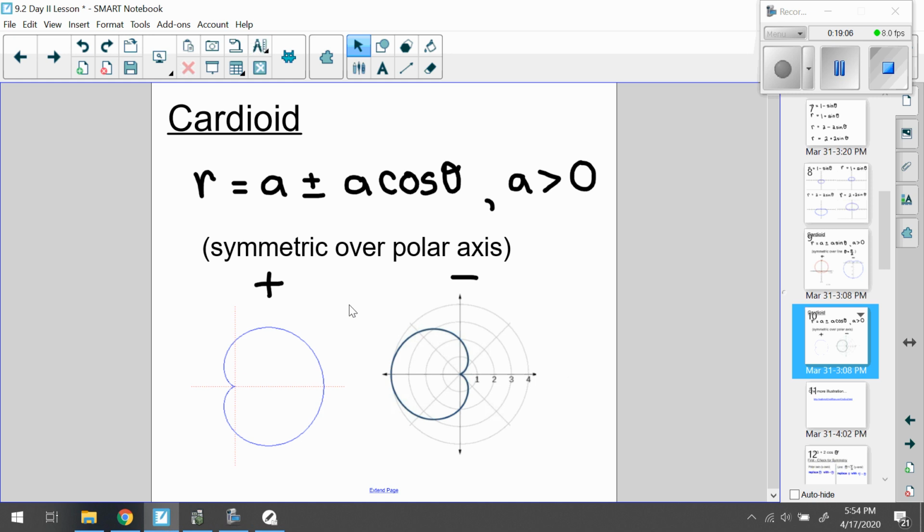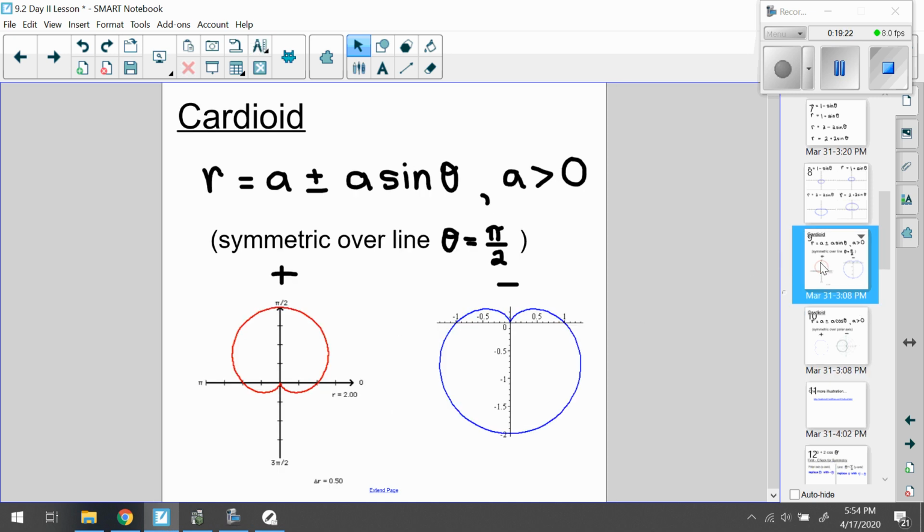And you might think about why that is, like, how sine is odd and cosine is even, and so those odd-even properties are going to change your symmetry. And so cosine will be symmetric over the x-axis or the polar axis, and sine will be symmetric over the line pi over 2.